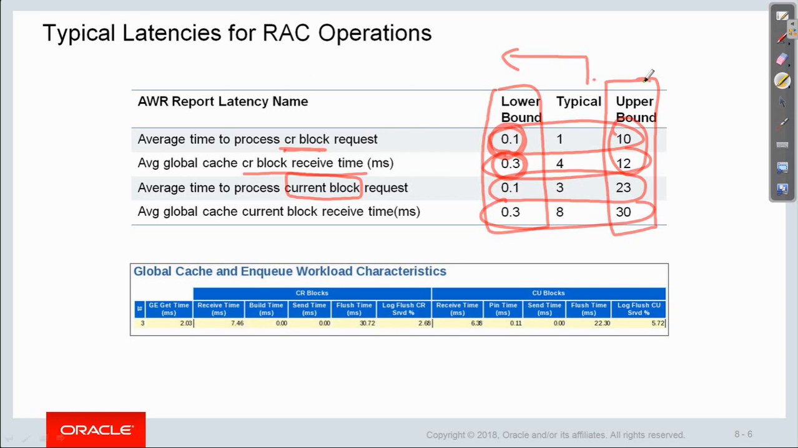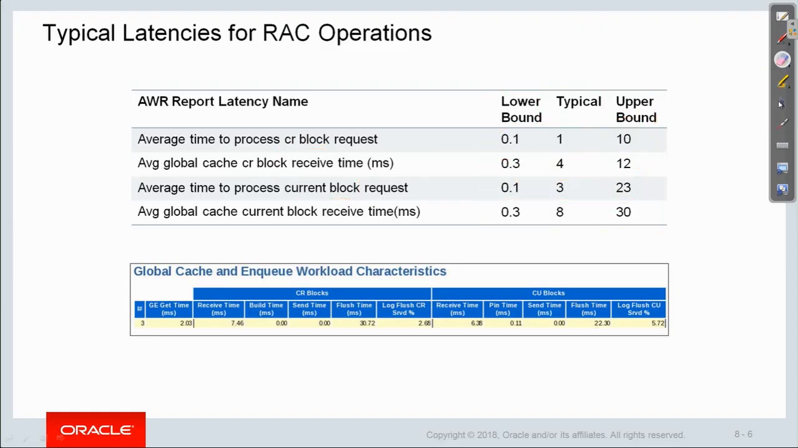So if you observe this for a short amount of time, that's acceptable. But if you observe a latency greater than this upper bound constantly over a long time period, then you have to find out why. And how do I know the current latency for RAC operations in your environment?